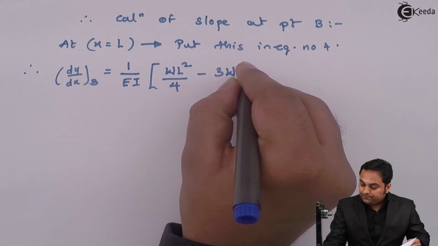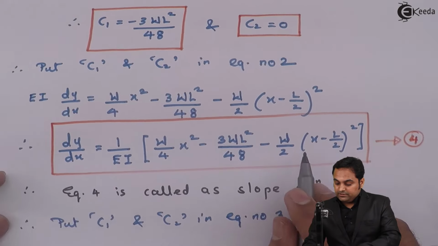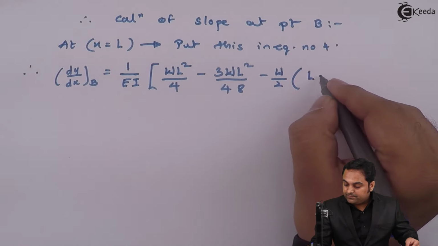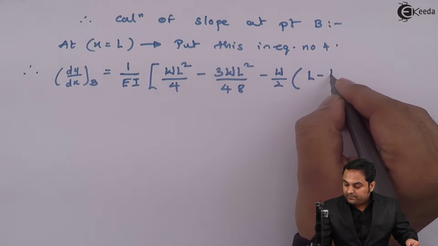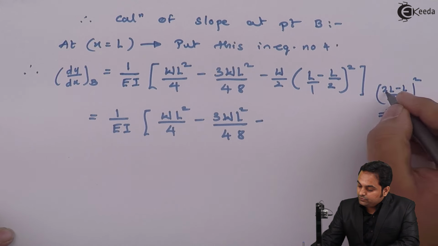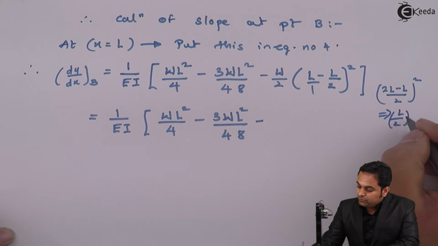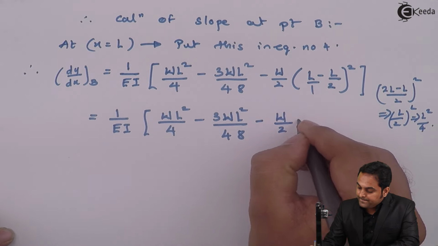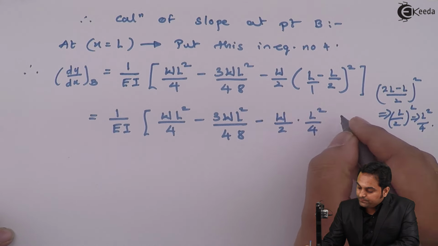Then here we have minus w by 2. Inside the bracket we have x, so it will be replaced by L. So on simplifying, here we have this bracket, if I simplify, this is 2 into L, 2L minus L into 1, that is L, divided by 2 whole square. So it becomes 2L minus L, that is L by 2 whole square, which is L square by 4. So this bracket is L square by 4.